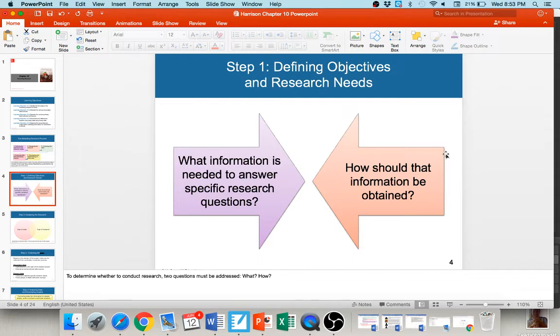As you're defining your objectives and your research needs, and in general, just to determine whether or not to conduct research, you should ask yourself two questions. What information is needed to answer a specific research question, and how should that information be obtained? So what and how are the two questions you're typically asking at the beginning of the research process to determine whether or not you need to conduct research?